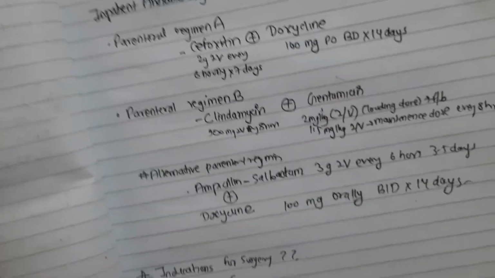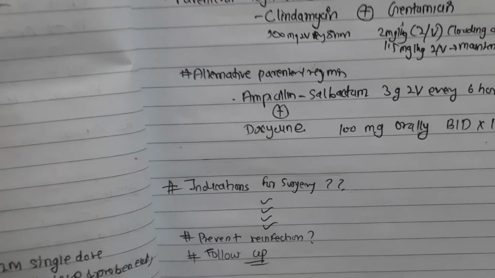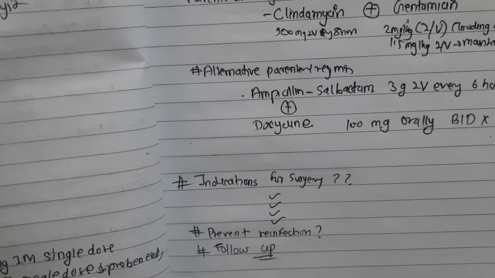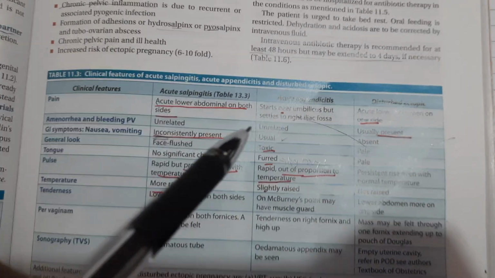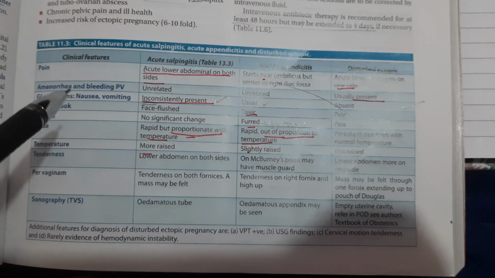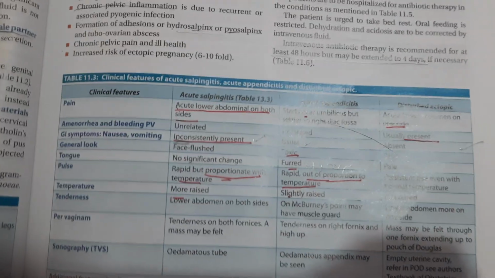So that was all about PID. And lastly, we will discuss 3 important differential diagnoses of acute salpingitis, that is PID. These 3 conditions we have to differentiate: one is acute salpingitis, that is PID, acute appendicitis, and disturbed ectopic. These 3 are the differential diagnoses.